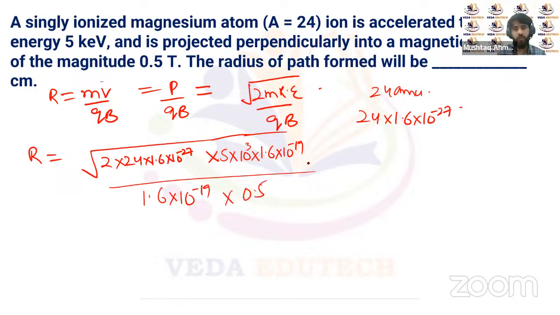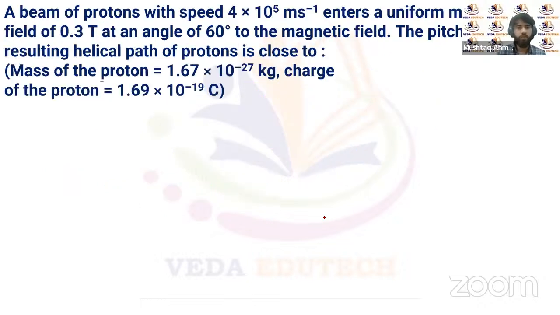So evaluating this equation or this calculation, we'll get to know about the radius of the path followed by the singly ionized magnesium atom, right? So this is how we can do it.